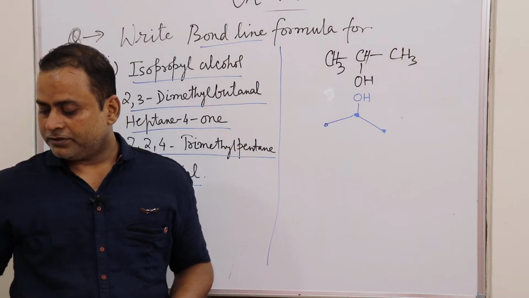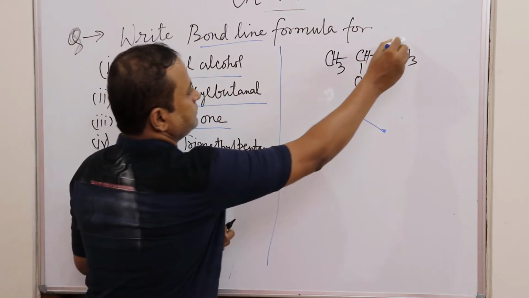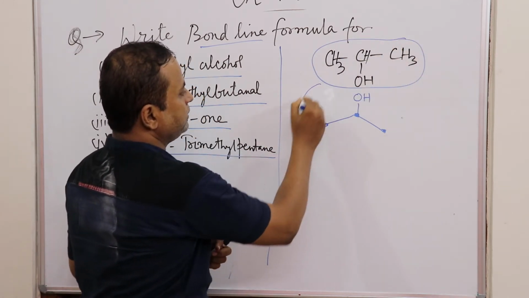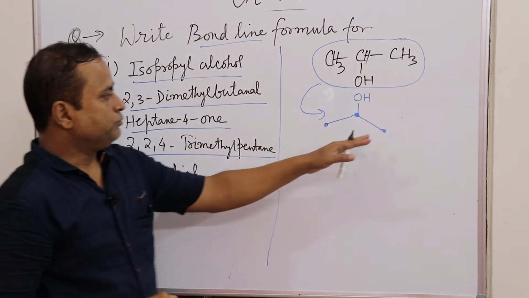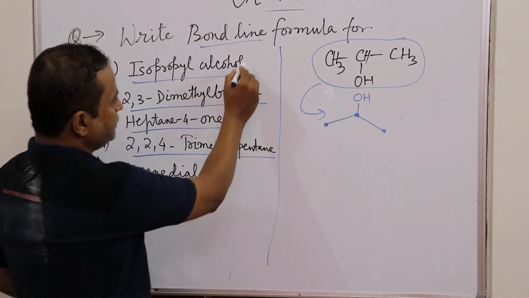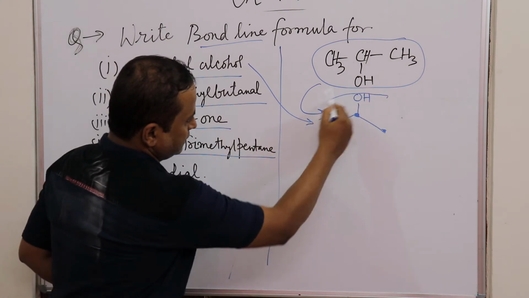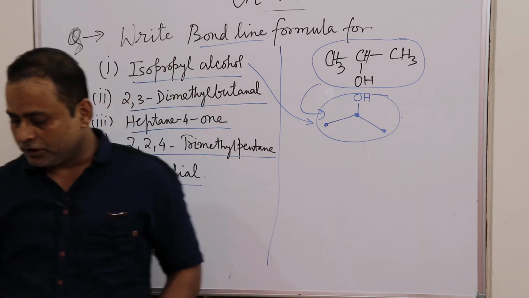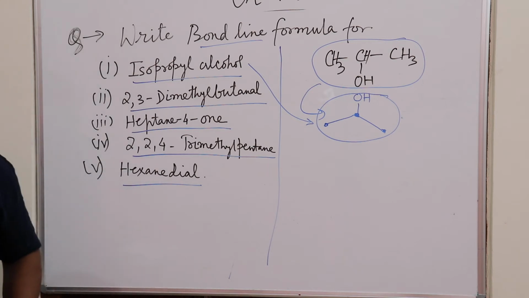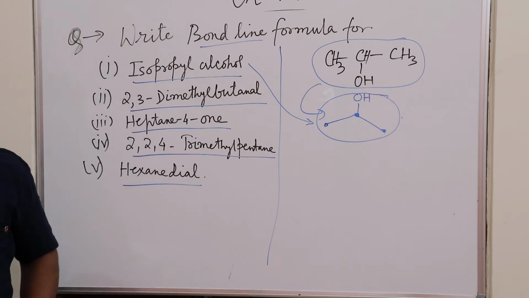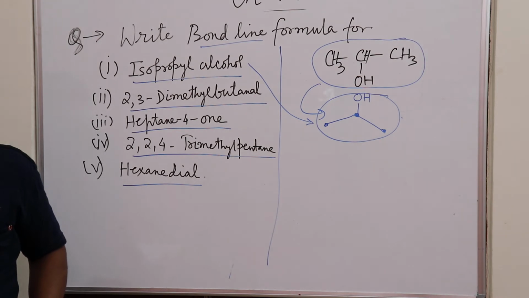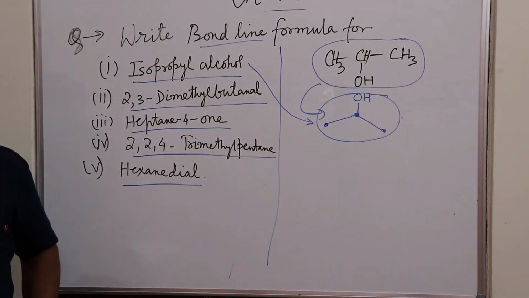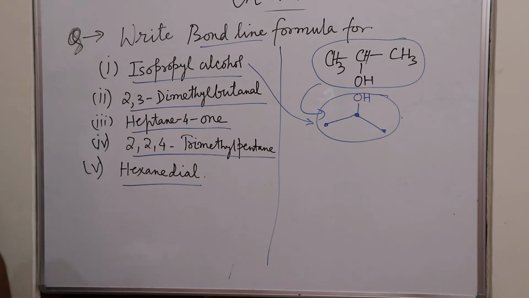First we have written what? We have written the condensed structural formula, and then from it we have deduced the bond line formula. So whenever you are asked to write bond line formula, first of all please write down what? You write down the structural formula, then it becomes easier to write down the condensed form or the bond line formula.